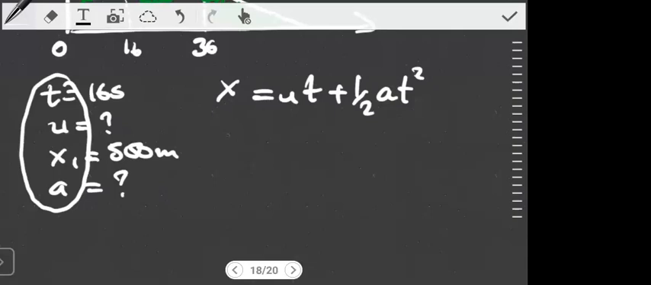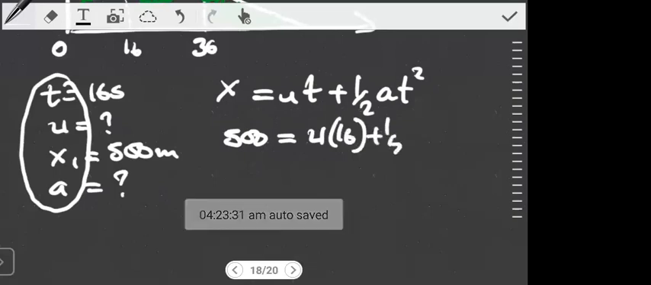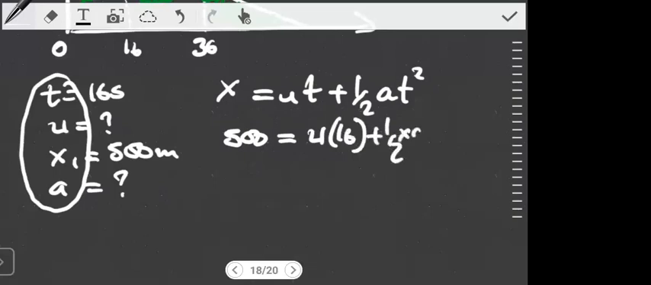So X here is that distance it covers, that first half kilometer, which is 500 meters. The initial velocity, we don't know what it is. We're kind of looking for it. So we'll keep it as u, but we know the time is 16. So this is plus half the acceleration, we don't know what it is, but this is 16 squared.